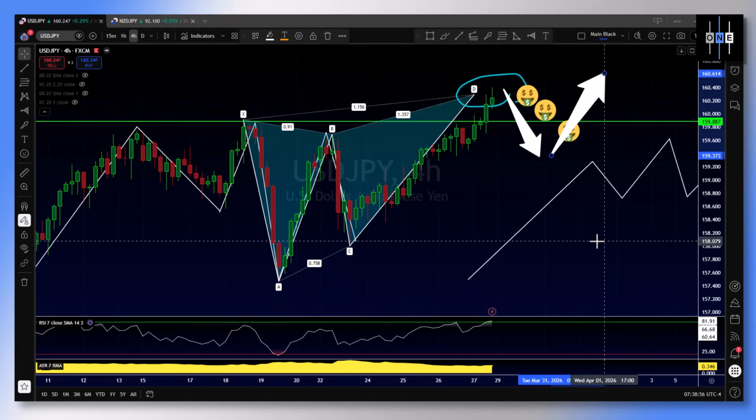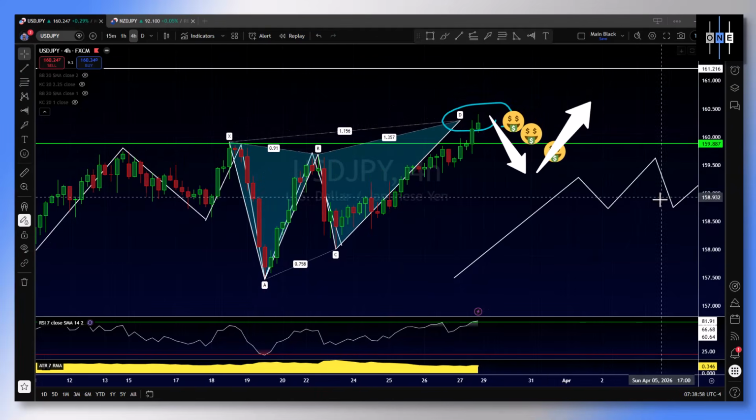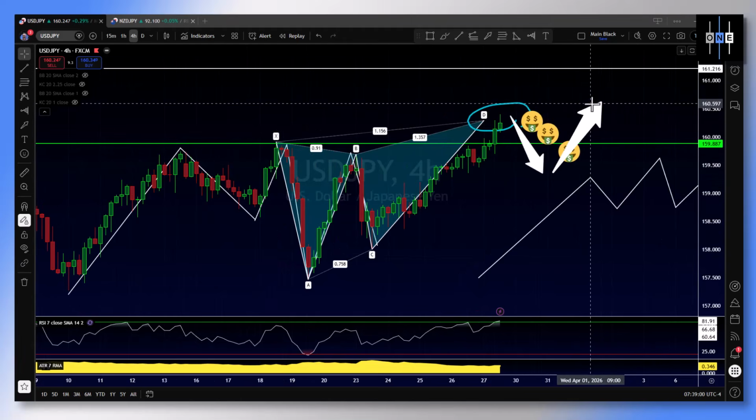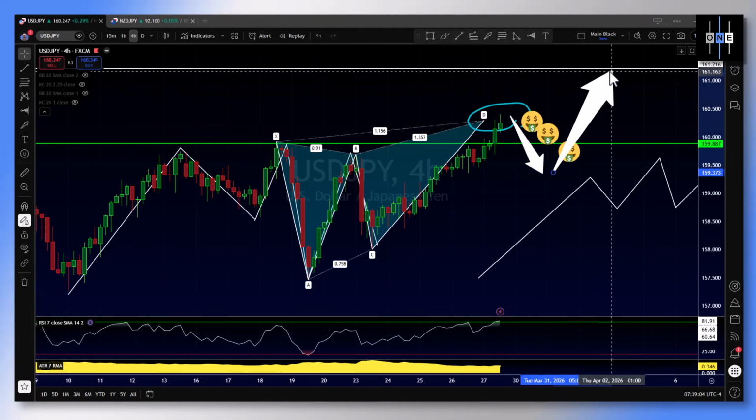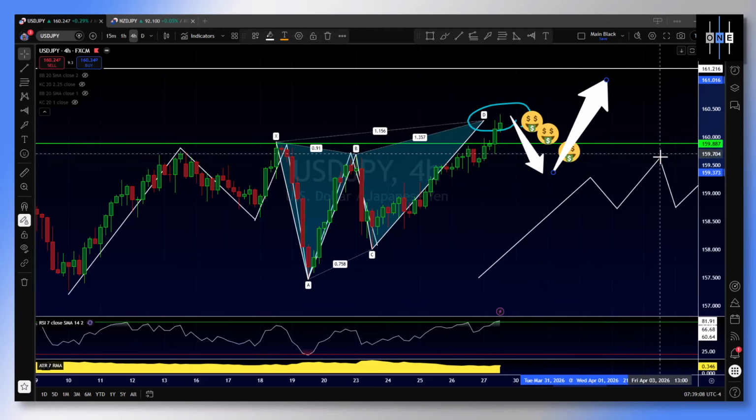Now, going back to that original prediction, if I haven't confused you already, where can we trade it back up to? Well, remember that magical level we spoke about, 161.21? You can trade it back up there, or a little bit lower to the 161 even handled number if you want to be a little bit more cautious. Either way, pretty cool opportunity, or opportunities.